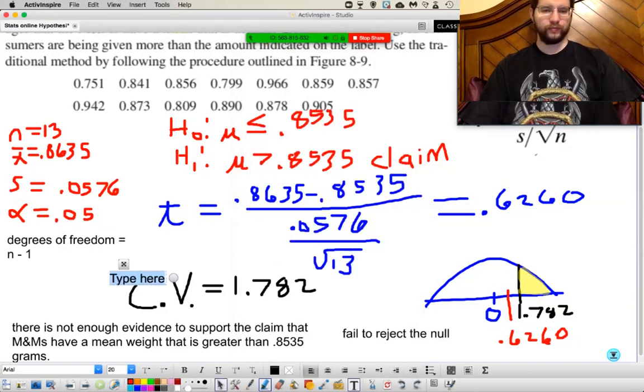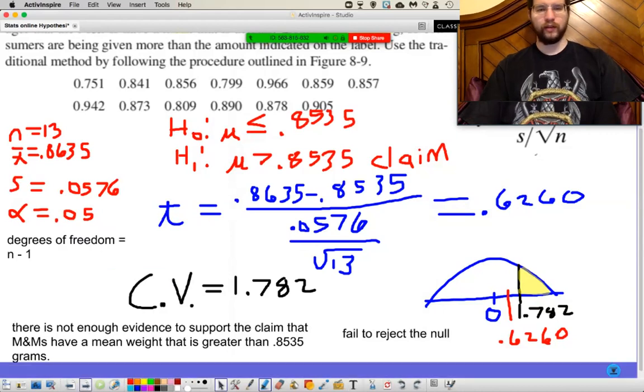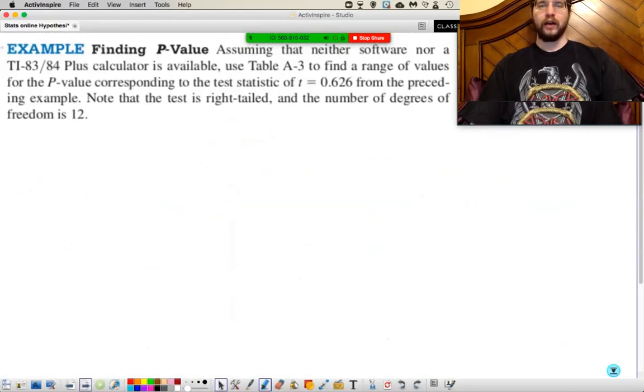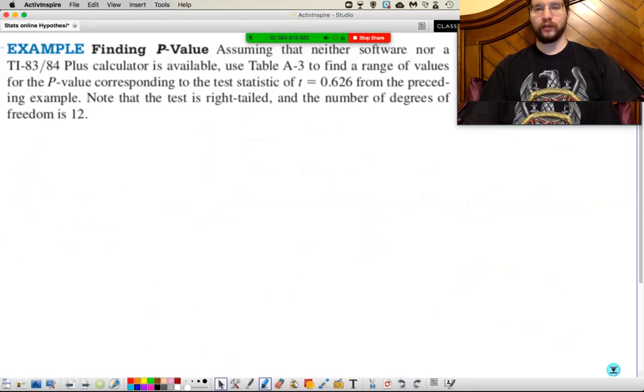Okay, look at the p-value now. Okay, p-values are a lot more complicated to calculate for a t-test. We're actually going to find a range of values, not necessarily just one most of the time. It's either going to be greater than this thing or less than this thing. So we're going to find the p-value for that previous problem. It's a right tail test, and the number of degrees of freedom is 12.